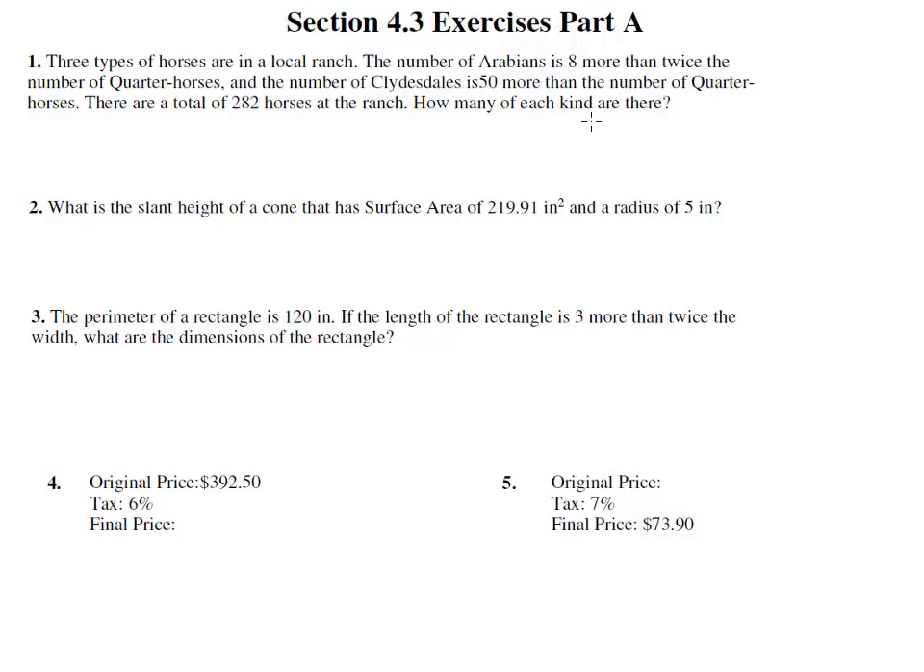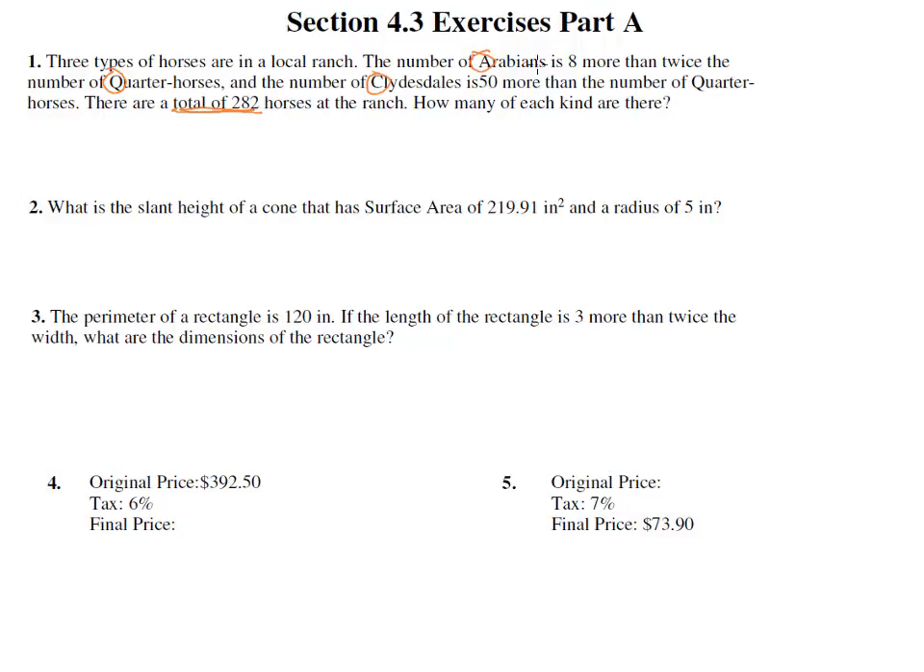Well, we need our variables. So for each kind, we're going to have A for Arabians, Q for quarter horses, and C for Clydesdales, and then we have a total of 282. So whatever it is, the A, Q, and C need to add up to 282. Now let's read it one more time and get some more information.